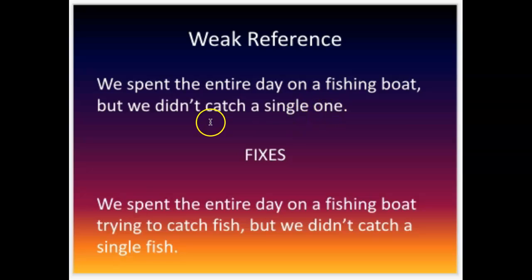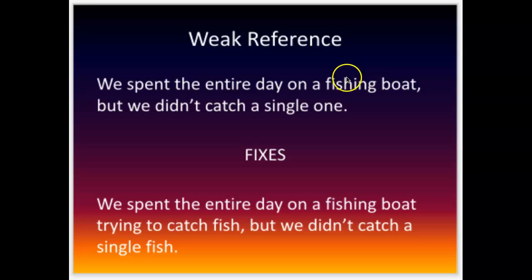We have to make two fixes, all right? The first fix is this idea that we spent the entire day on a fishing boat. We have to add to that trying to catch fish. What is it that you're doing on this fishing boat? And the second part of your sentence is going to clarify that. The other part you have to clarify is this idea that we didn't catch a single one. You have to say what one is. That's an ambiguous reference, one we've done earlier. So we didn't catch a single fish is what you're looking at.